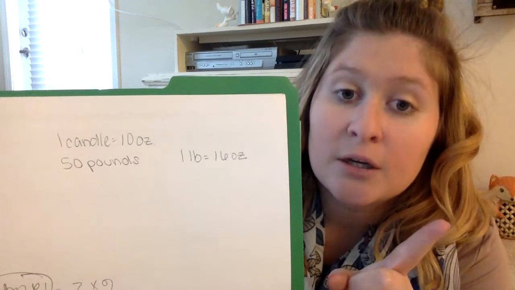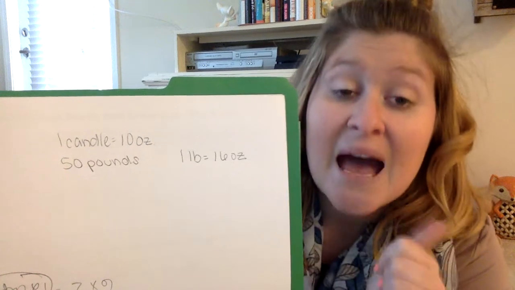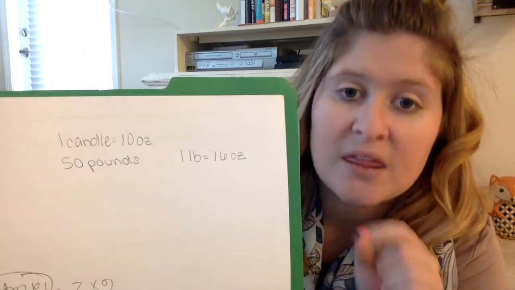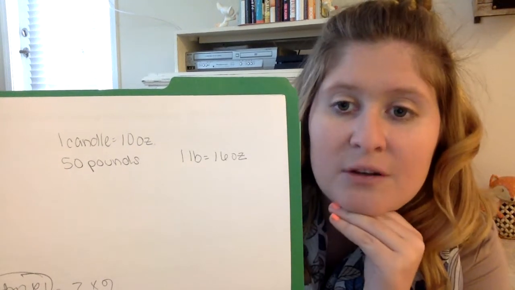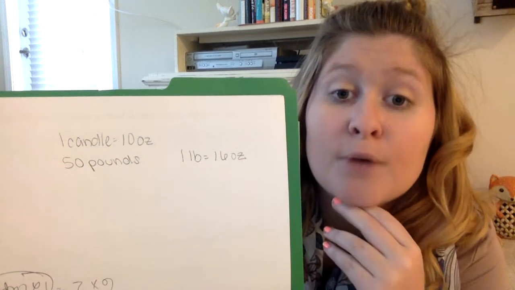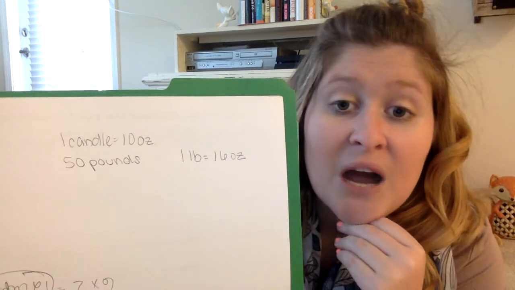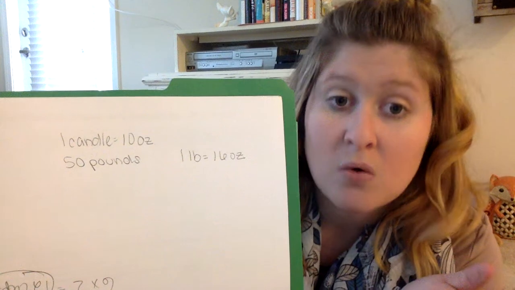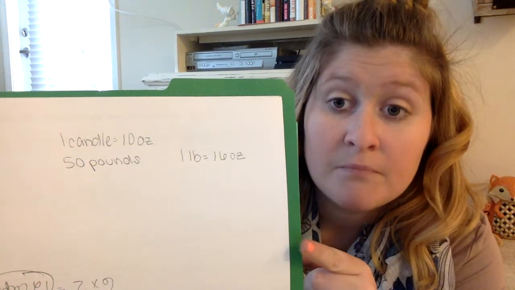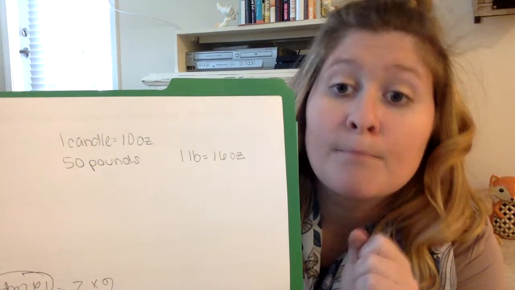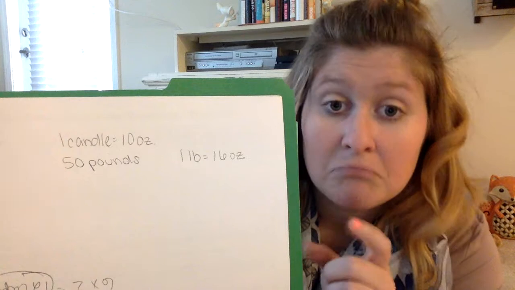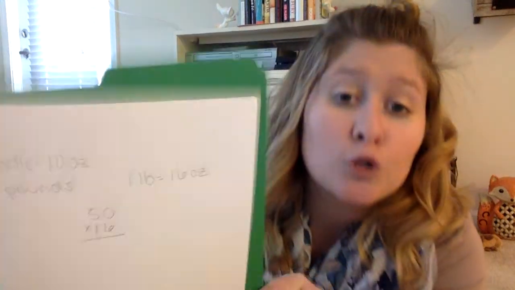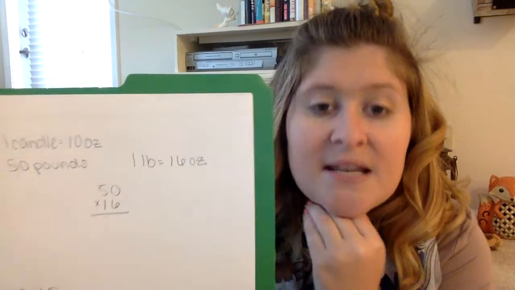So 1 candle equals 10 ounces. He has 50 pounds to work with, and I know 1 pound is 16 ounces. So the first thing I'm going to want to do is figure out how many ounces he has to work with. So I'm going to take 50, because that's our total. I'm going to multiply that by 16. Okay? That would be step 1. 50 times 16 to get our total in ounces. Well, I'm going to stop there.